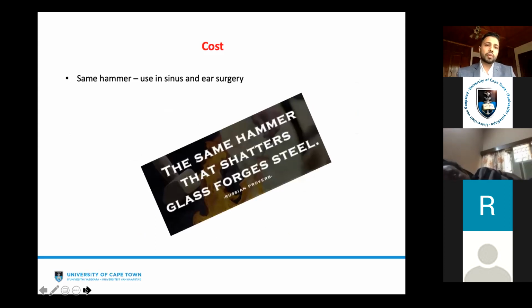The third aspect of cost, as I mentioned before, is that the widely used endoscope in ear surgery is a 0 degree 4 millimeter, 14 to 18 centimeter Hopkins rod. And that's the same endoscope that one uses in sinus surgery. So if one was thinking about setting up a unit, or thinking about investing for oneself, really this is a hammer that you can use in two different ways. And that also has implications for efficiency and cost.